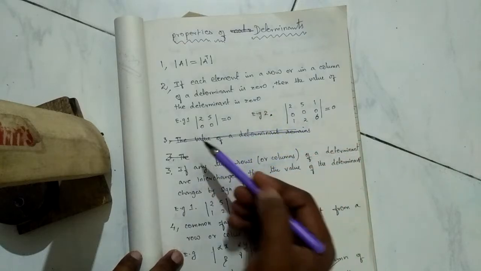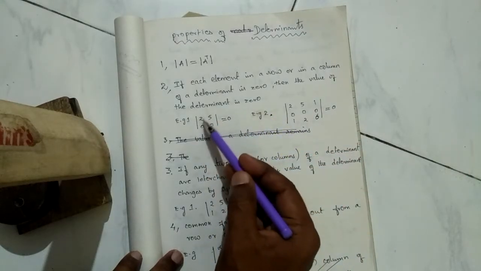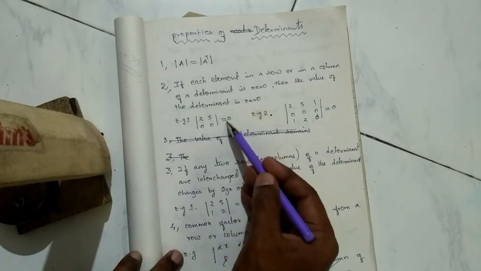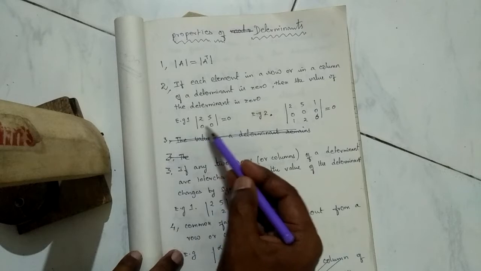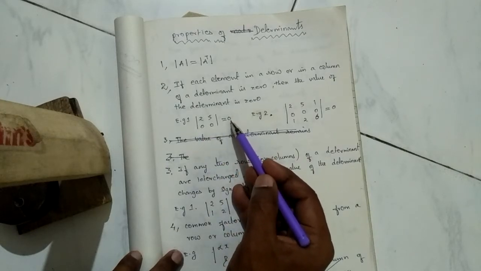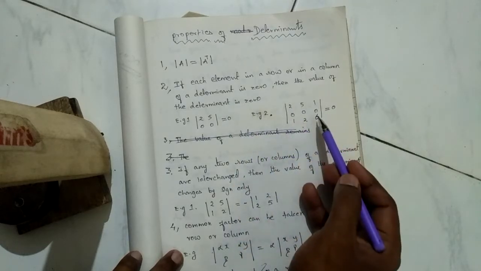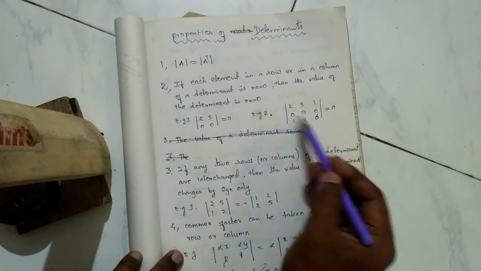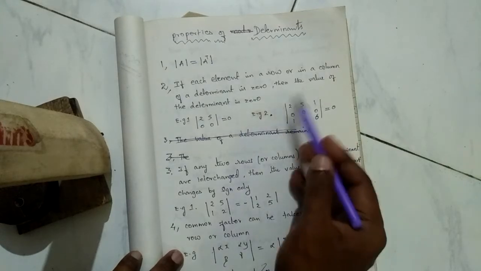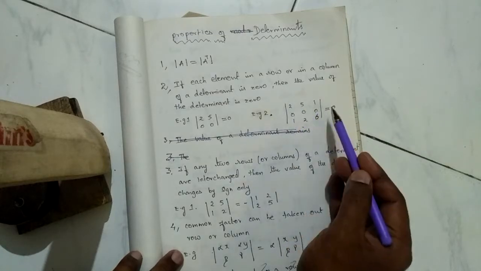So you can take this example. This is a 2 cross 2 determinant, right? 2, 5 and 0, 0. If you do cross multiplication, obviously this value is going to be 0. So one row is completely 0 means value of the determinant is 0. Similarly, example 2 you can take, and it is applicable for 3 cross 3 also. One row is fully 0 over here, so if we expand this determinant, the value will be 0.